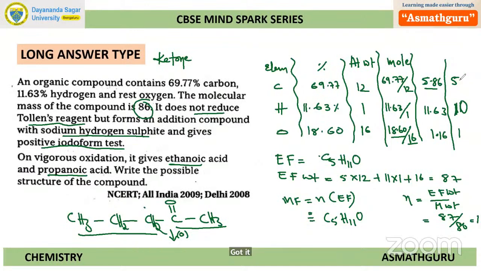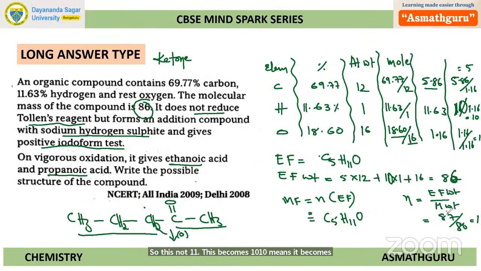What you have to do is that 5.86 by 1.16, then 11 by 1.16, and 1.16 by 1.16. This becomes 1, this becomes 10, this becomes 5. So this is not 11, this becomes 10. It is not C5H11. This is C5H10. Why I have told you, no?